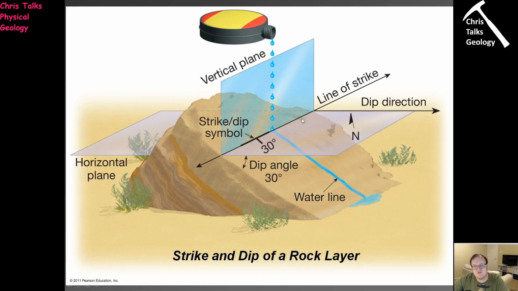Okay, now you'll notice right here there's a little symbol, and it looks kind of like a T with a very, very big top and a very, very small vertical section. Now this is referred to as a dip and strike symbol, and this is how geologists take this information and put it onto a map.